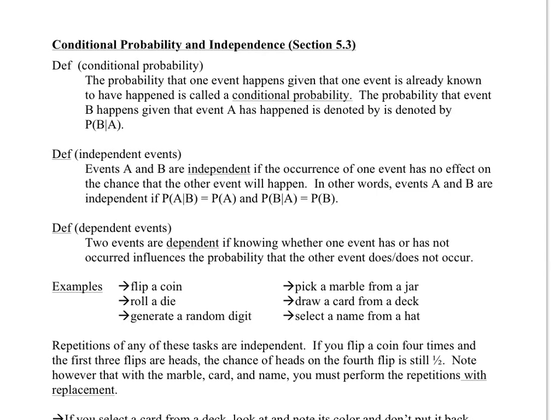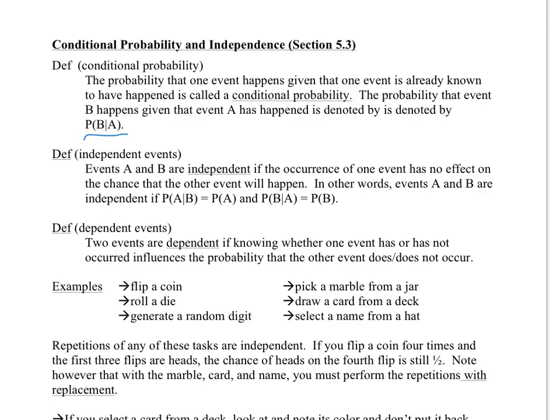Okay, please turn to page 25 of your note packet so I can go over conditional probability and independence, which is section 5.3. Read along with me. The conditional probability that an event happens, given that one has already known to be happening, is called conditional probability. The probability that event B happens given that event A has happened is denoted by the probability of B given A. In this notation, you'll notice that the event B is the event whose probability we're looking for, while to the right of the vertical bar, A is considered the given event that has already occurred.